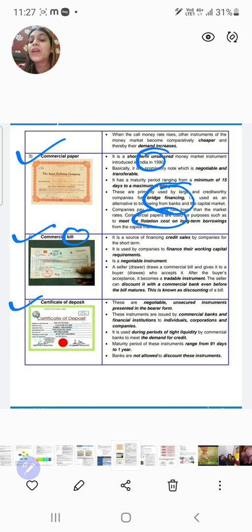Last is the certificate of deposit. It is actually issued by commercial banks, institutions and these concerns to the people. They are issued in tight liquidity by the commercial banks, because they want to meet their general needs. Basically they are from 91 days to 1 year. Banks are not allowed to discount these instruments. These instruments cannot be discounted, meaning this cannot be refunded by the banks. Okay, thank you.